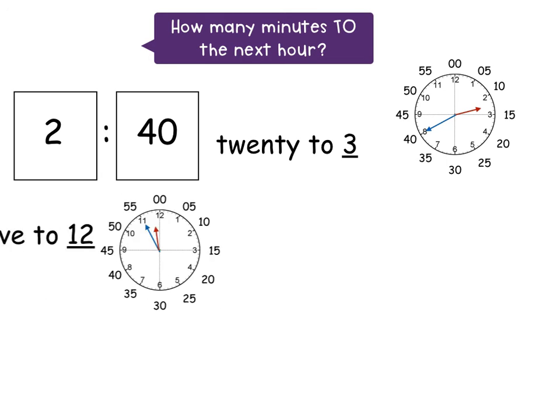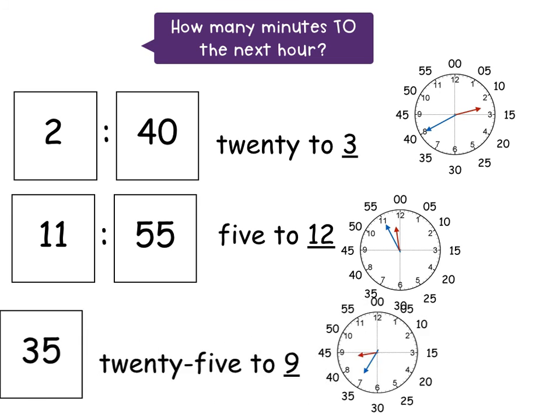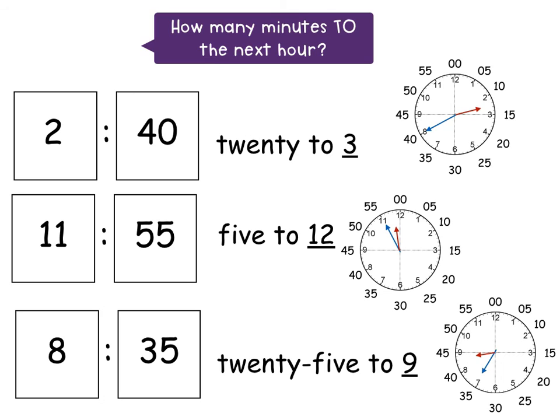5 to 12 is shown on the digital clock as 11:55 and on the analog clock as the long hand on the 11 and the short hand just touching the 12. And 25 to 9 is shown on the digital clock as 8:35 and on the analog clock with the long hand on the 7 and the short hand just before the 9. Always remind your learners when they get confused to count in fives.